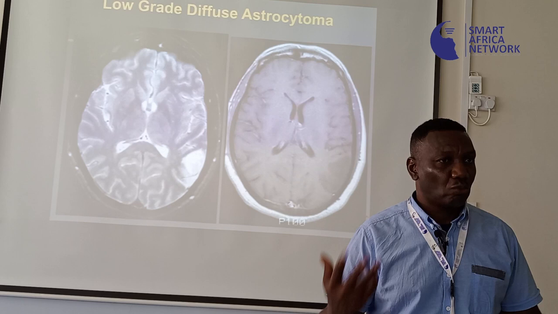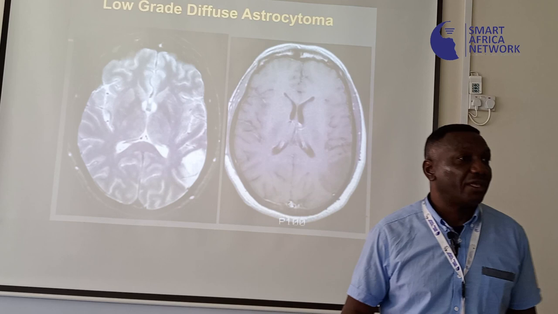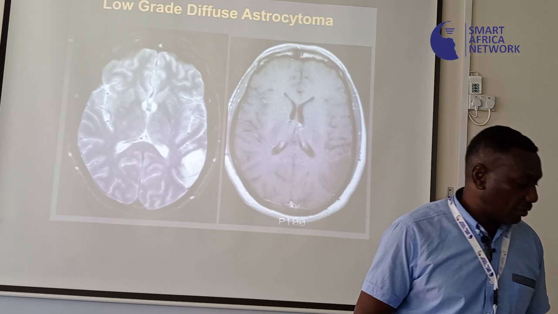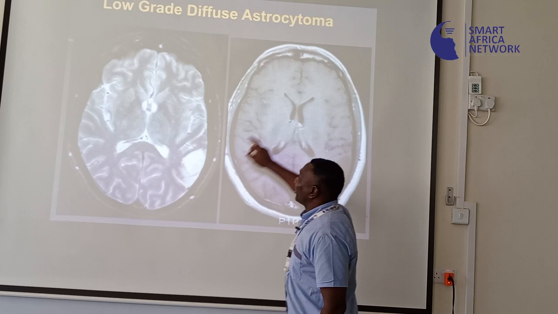That's why you look for CSF. Where do you find CSF? In the brain. You find it in the ventricles. So, where are the ventricles? These are the ventricles. Okay? So, these are the ventricles.